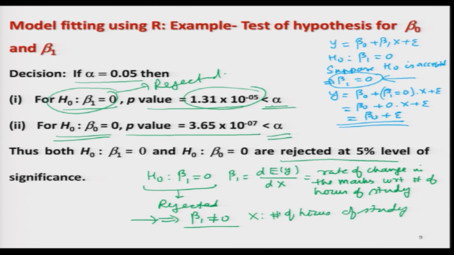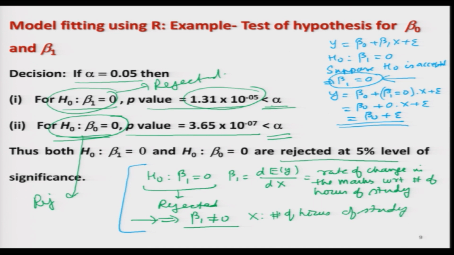This should not happen, and that is exactly what your test of hypothesis is indicating when you say that H naught: beta 1 equal to 0 is rejected. That is what you want, right. Similarly, if I come to the interpretation of H naught: beta naught equal to 0, this is also getting rejected. That means the intercept term is playing an important role in the model, and it is not equal to 0, right.